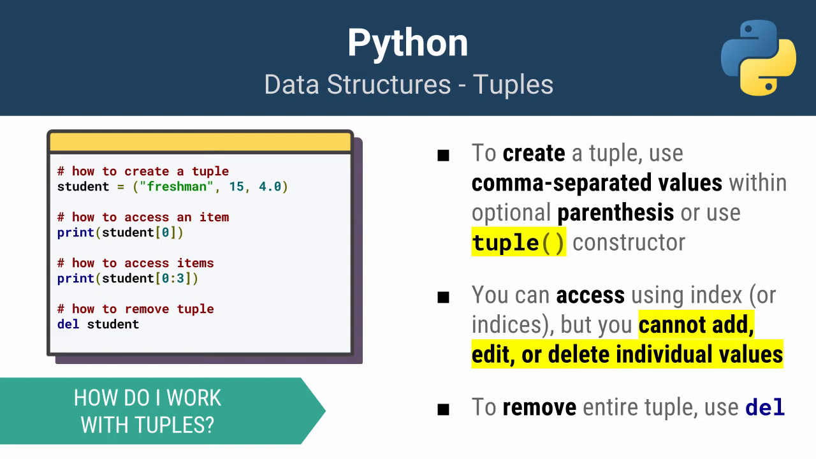You can optionally enclose these values in parentheses. As I discussed previously, a tuple is immutable. It cannot be changed. Therefore, you cannot add, edit, or delete any of the individual values within the tuple. You can, however, remove the entire tuple using the del statement, which is short for delete.